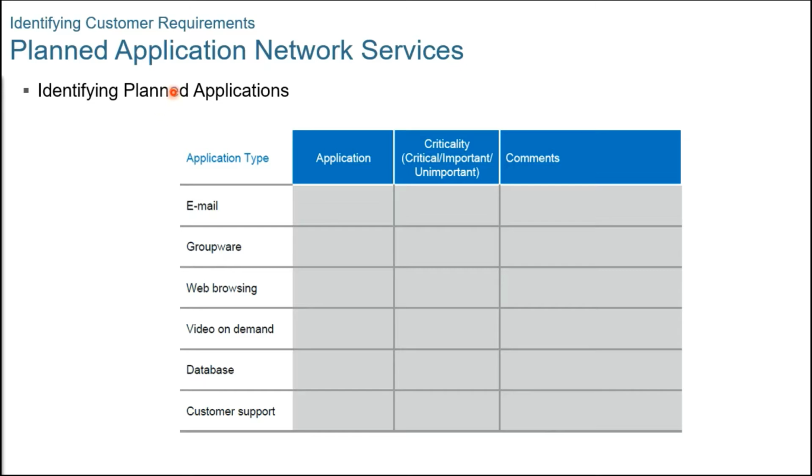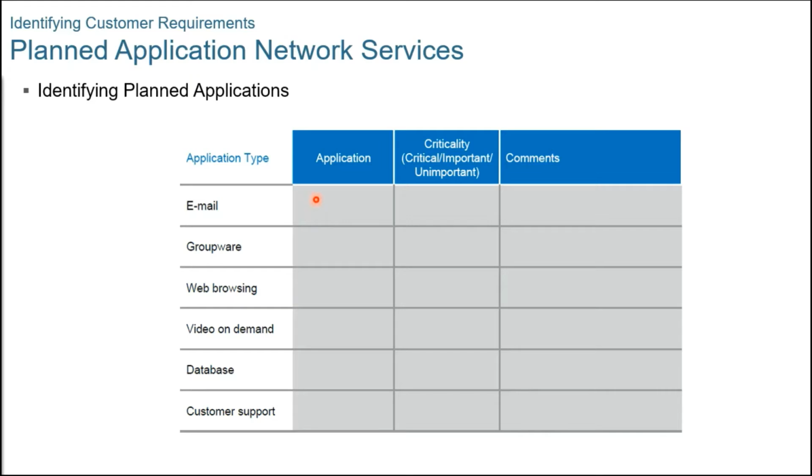Planned application and network services. So the designer must determine which applications the customer is planning to use and the importance of each of these applications. Using a table here helps organize and categorize the applications and services planned. The table should contain the following information.